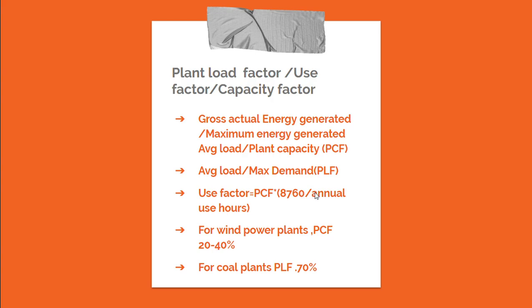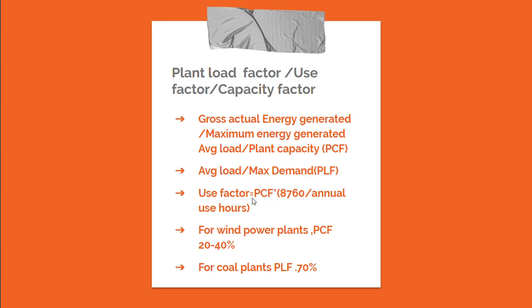Some plant might be in operation only for, let us say, 6000 hours. So let us say some plant is in operation for 6000 hours, and then how do you calculate the use factor? What you do is that you first calculate the average load upon plant capacity and then multiply it with the theoretically maximum hours. For example, in a year there are 8760 hours upon the annual use hours. Suppose the plant was in operation for 6000 hours. So 8760 upon 6000 into PCF would give you the use factor.